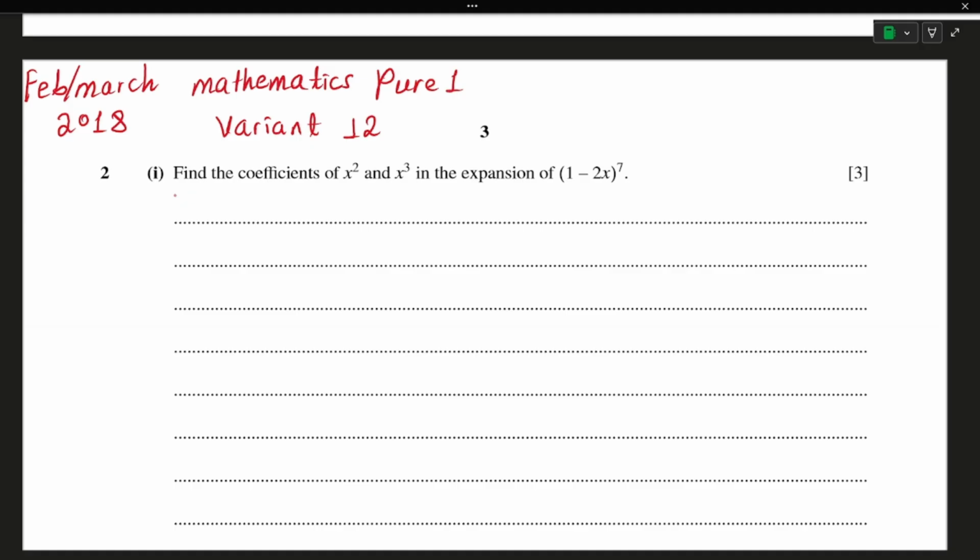Okay, the question is: find the coefficient of x squared and x cubed in the expansion of (1 minus 2x) to the power of 7. Now, this is a lot to expand. If we have (x plus 1) squared, we can do (x plus 1) times (x plus 1). This will be easy, but this one, you see, 7 times, it will take a lot of time.